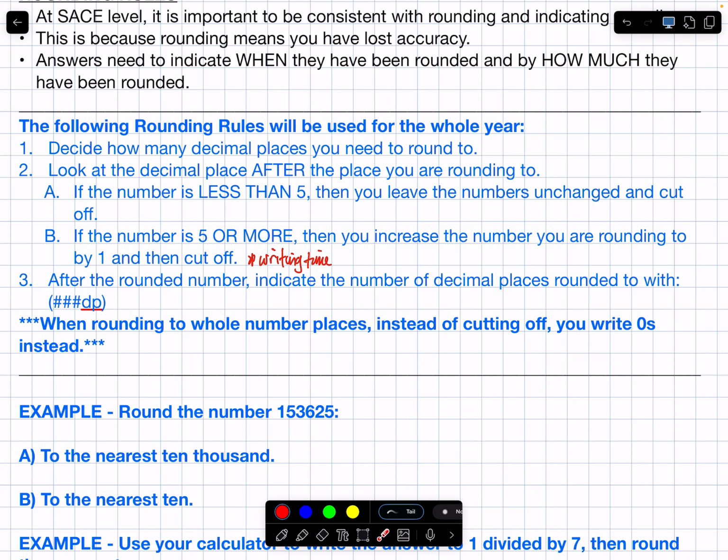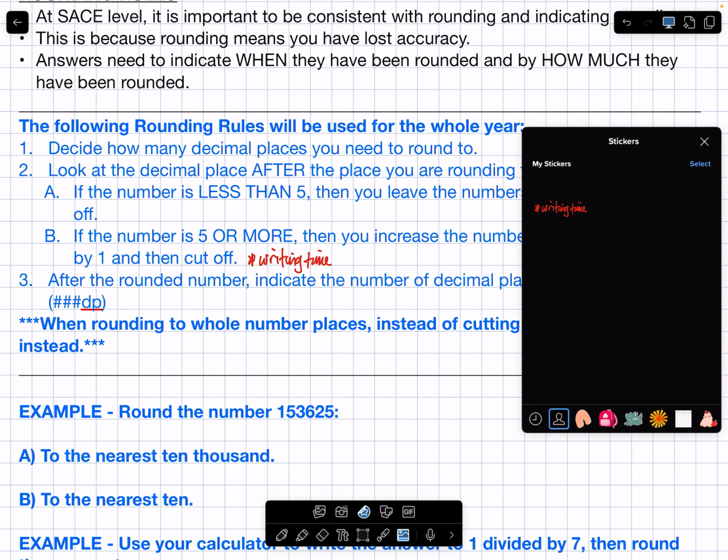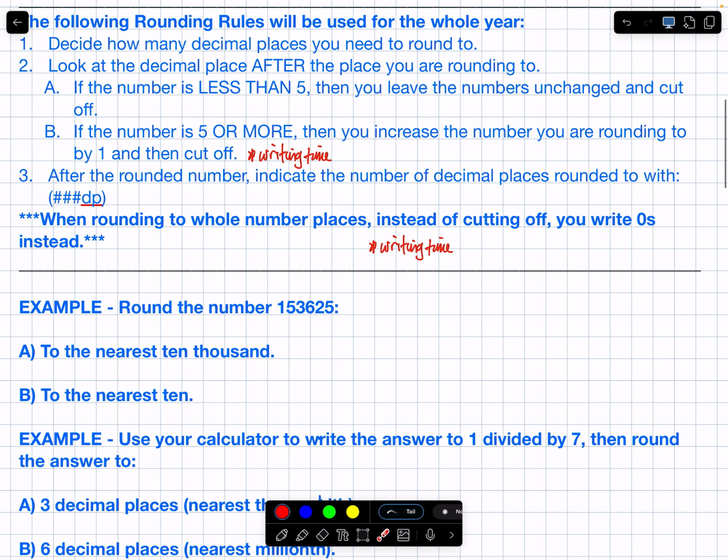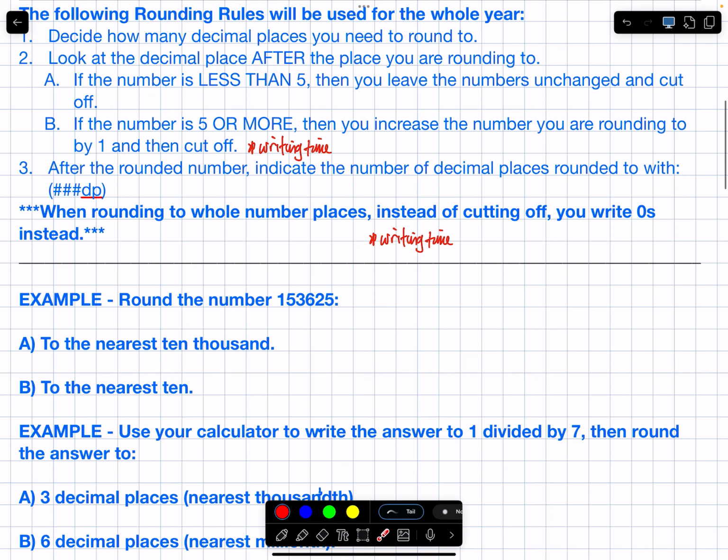If you're rounding to whole numbers, you just tell me where you rounded to. So if you rounded to the nearest 10, you'd say bracket tens, bracket hundreds, bracket thousands. Last little point, when rounding to whole number places, instead of cutting off, you write zeros instead. So another writing time here for that. If you're used to being in my class and writing, you can start getting the examples down.